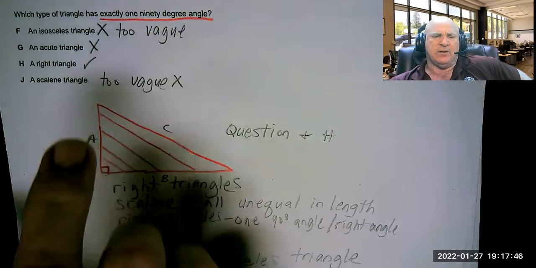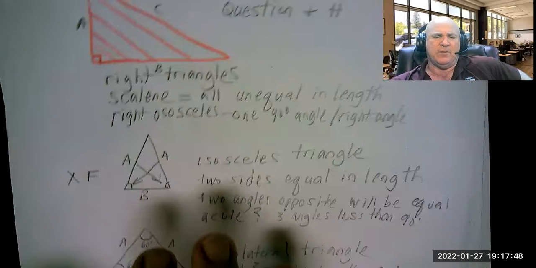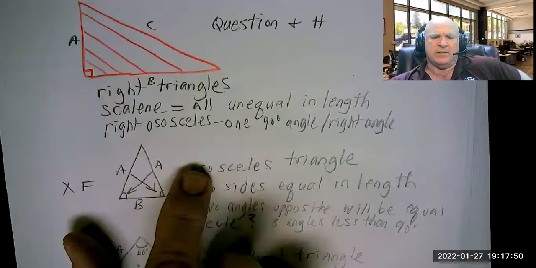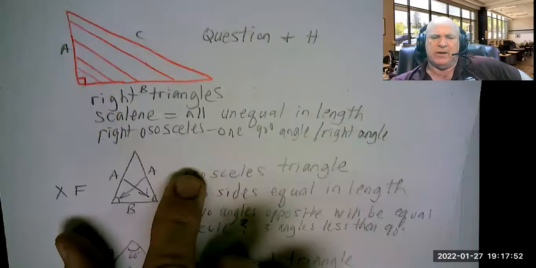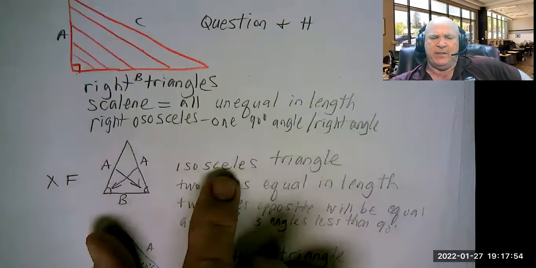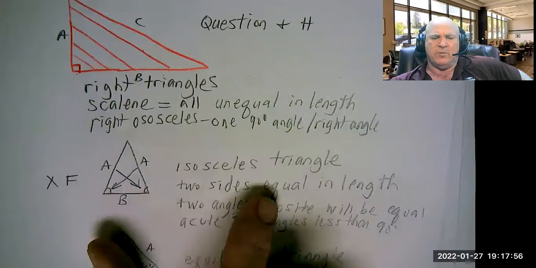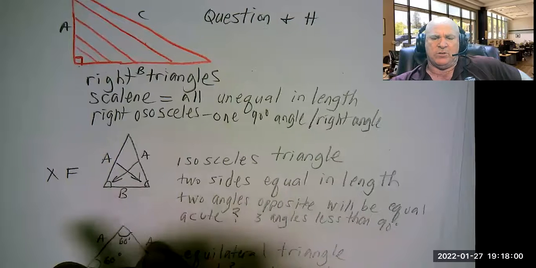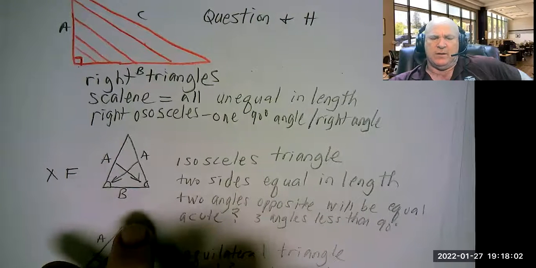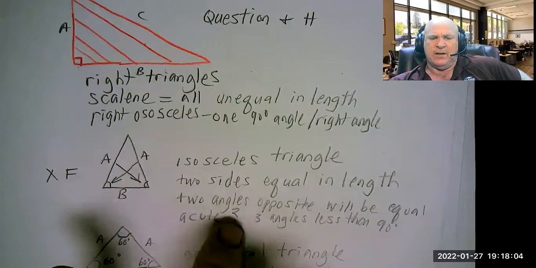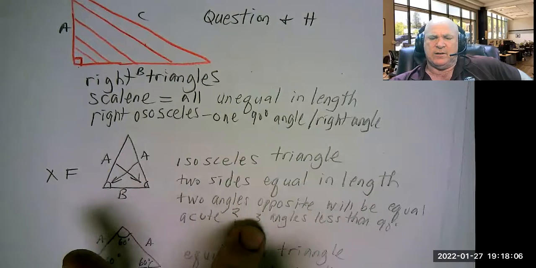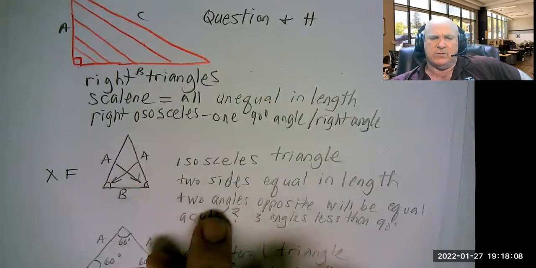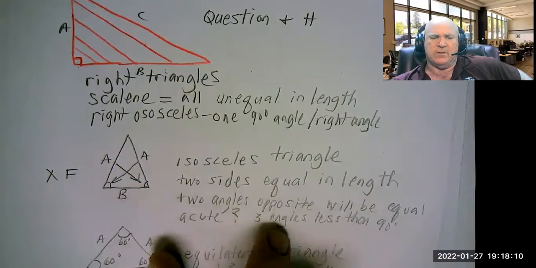Isosceles, as a reminder, letter F. Why am I going to eliminate it? An isosceles triangle has two sides that are equal in length, and the two angles that are opposite those sides will be equal. Could it be acute? Yes, as long as all three angles are less than 90 degrees. So keep that in mind.